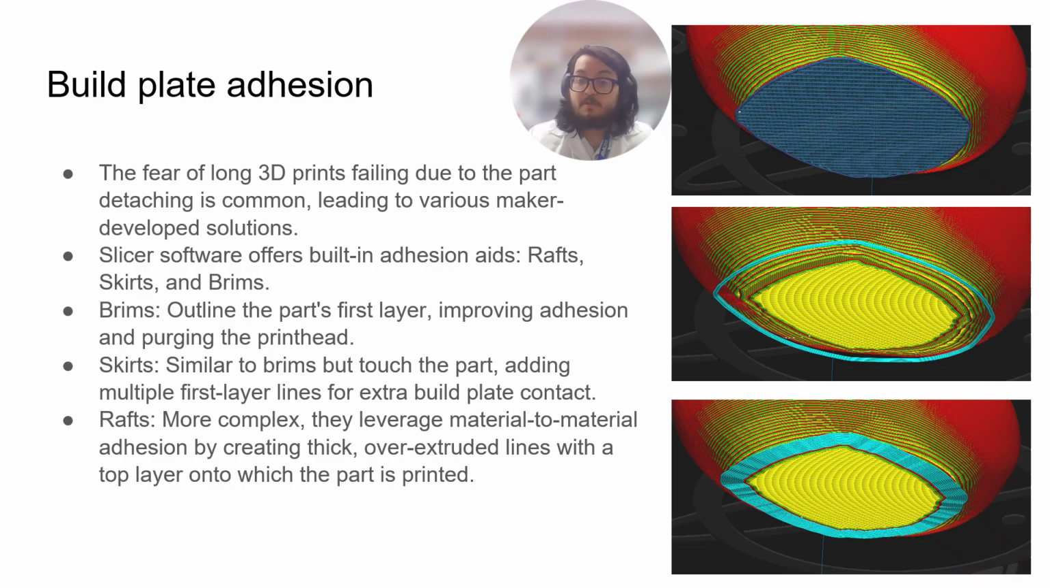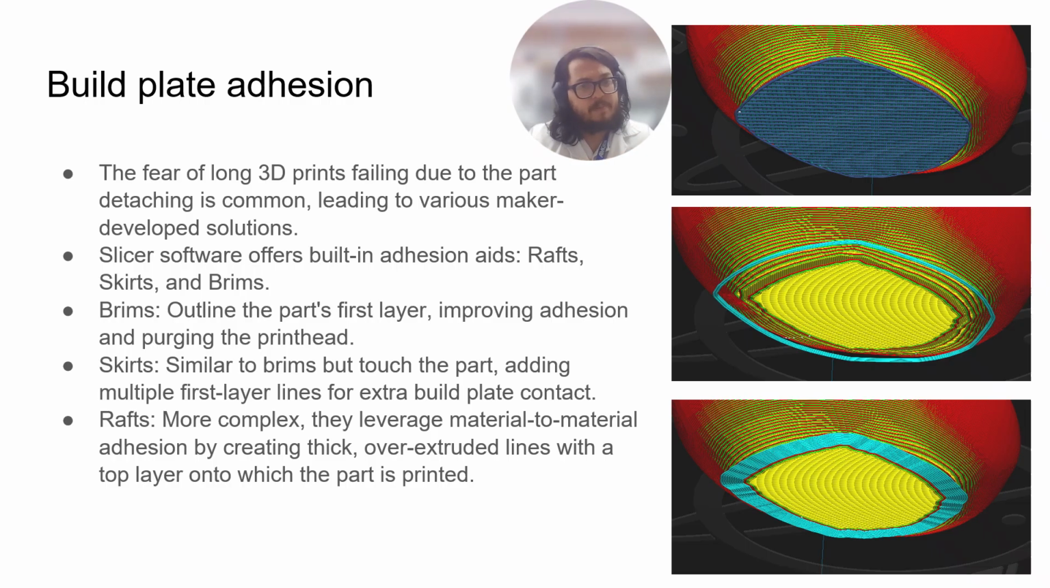Skirts are very similar to brims, but they touch the part. So not only do they act as purging zones, they also increase the surface area, and by increasing that surface area, we have better adhesion.